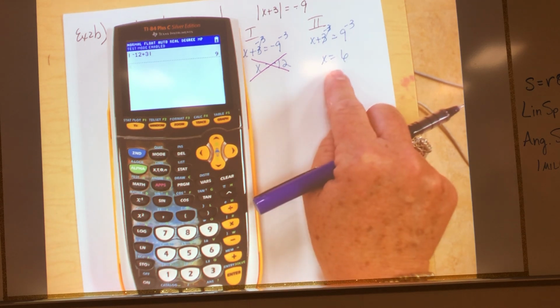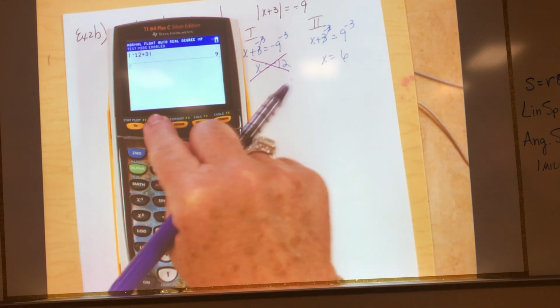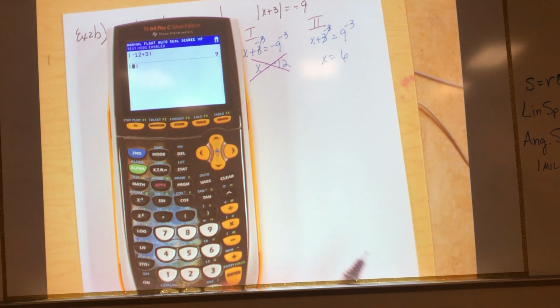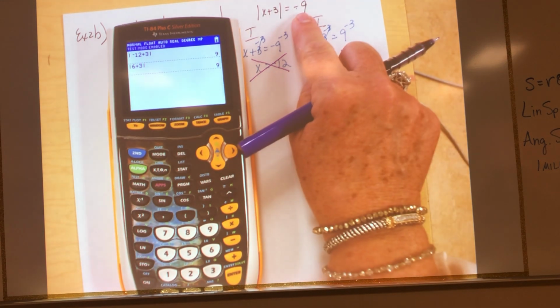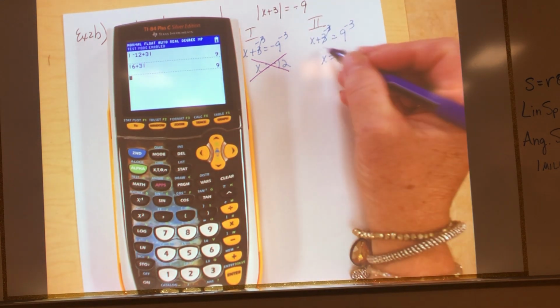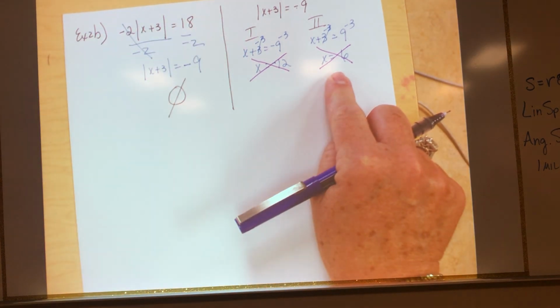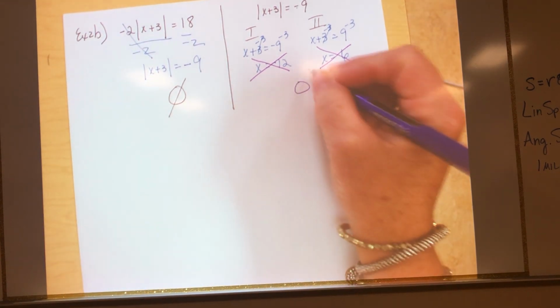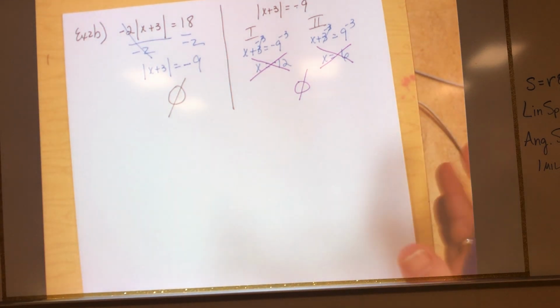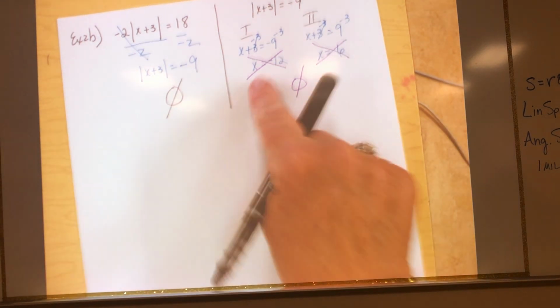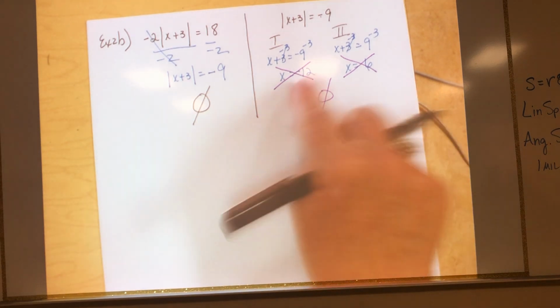Okay, so let's check this guy. Absolute value of 6 plus 3. Not -9. Okay, so I'm going to put an X on him. So neither one of them work. What's my solution? No solution. Null set, empty set, no solution. Okay, now these have a name. Okay, these have a name.